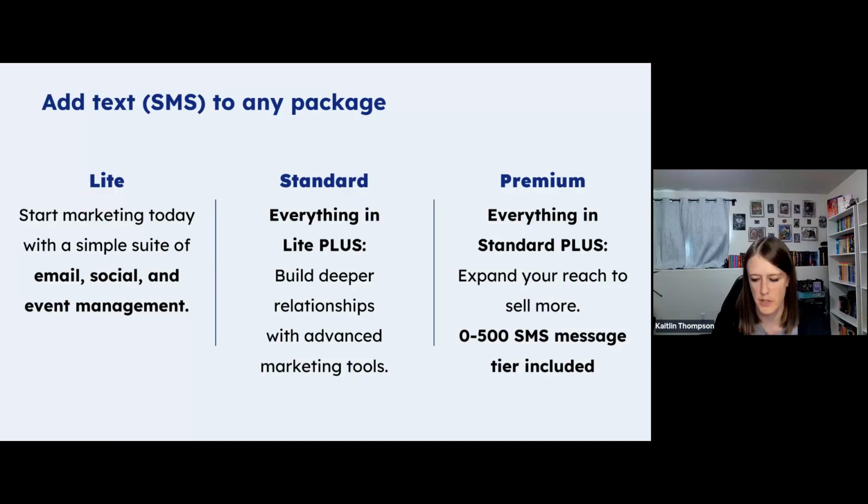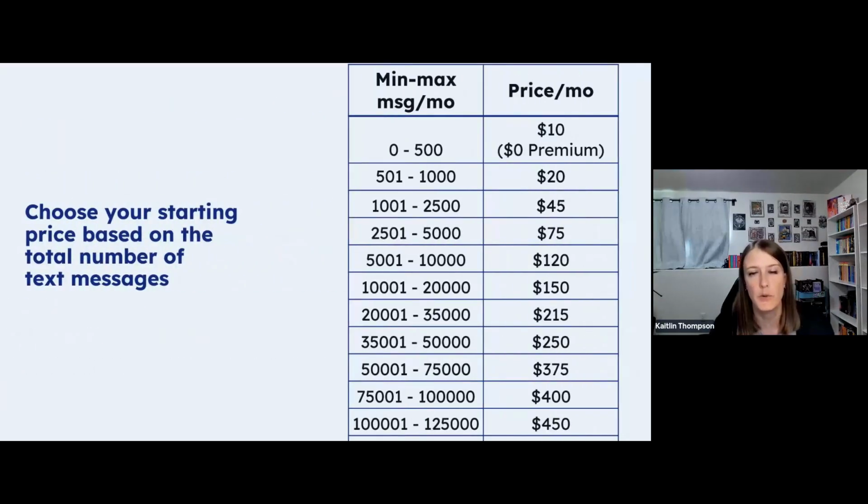So let me go to the next slide so you can see the breakdown of the prices. It is based on the number of messages you send a month. So for example, if you have a list of 1,000 contacts, you're planning on sending to them twice a month, you'd be sending 2,000 messages total. So then you'd go for that 1,001 to 2,500 pricing tier for $45. It's just an add-on on top of your base price. Or like I said, if you have premium, the 0 to 500 tier is included.